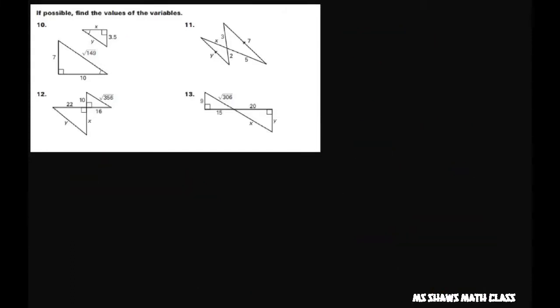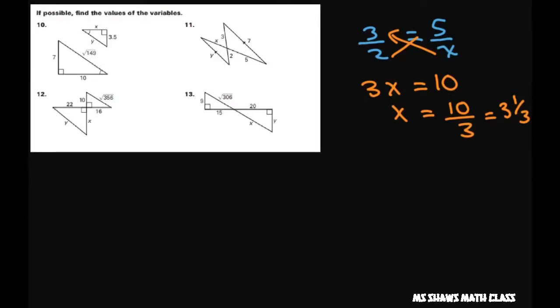Now for 11, we can set up our proportions. These are parallel lines. So I'm just going to set it up with this straight line here. So we're going to set up as 3 is to 2 as 5 is to x. So I use these two for the triangle, and then I go in the same order. All right, let's cross that out. You cross up, you're going to get 3x equals 10. So x equals 10 divided by 3. And that's going to give you 3 1/3.